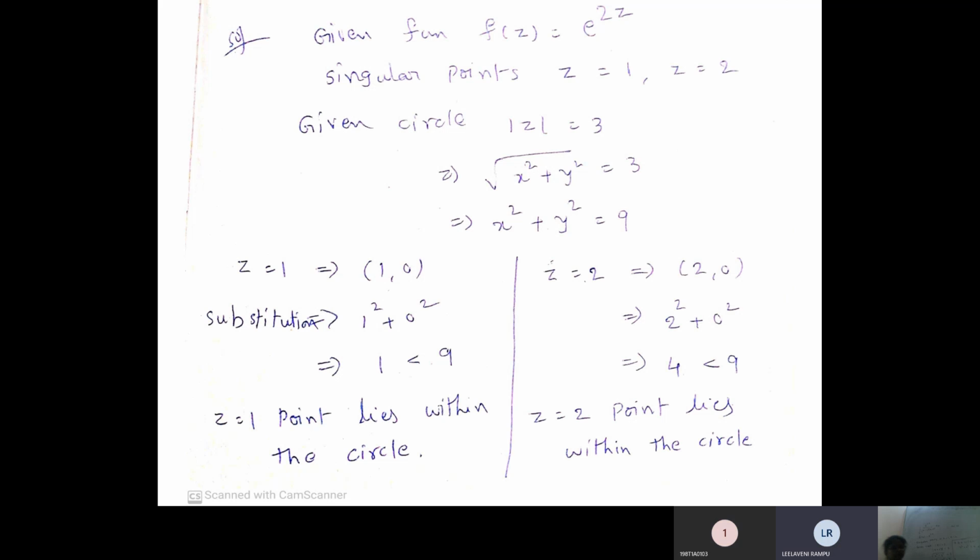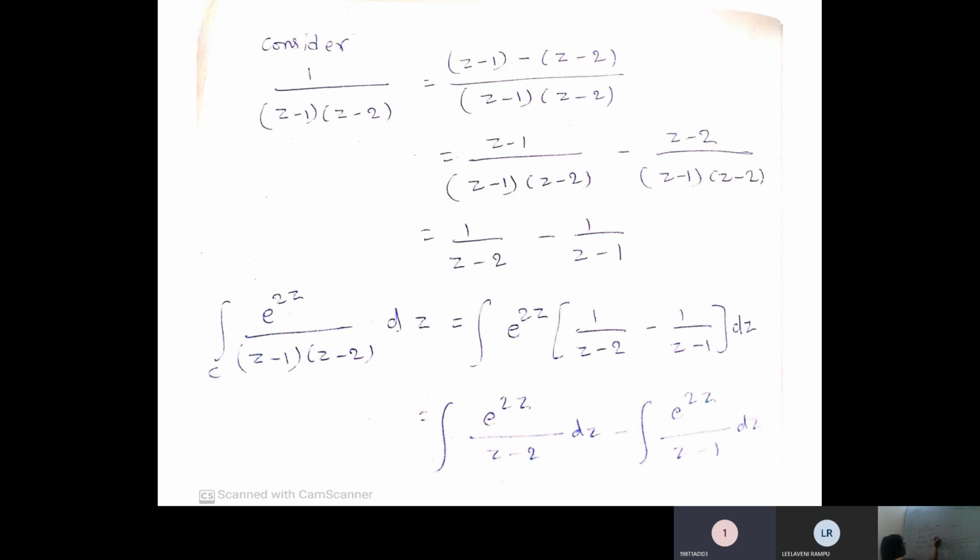Now let us go to the next part. First we have to separate the fractions. Consider z minus 1 into z minus 2. You have to separate the fractions. That means you can take a by z minus 1 plus b by z minus 2, partial fractions. You can use that model, or simply you can separate using a and b. Without using a and b, you can simply separate.